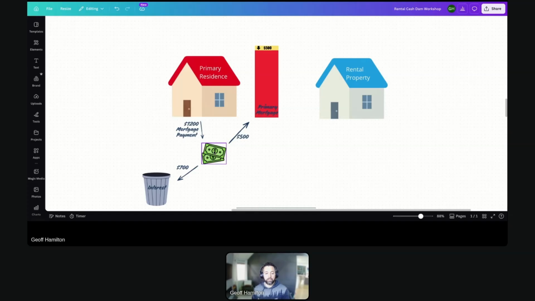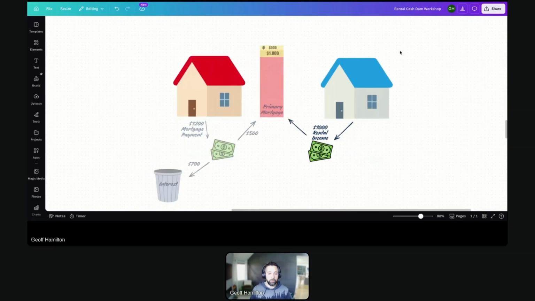Of that $1,200, some is going to be interest, some is going to be principal. So $700 in this case is going to interest, represented neatly by this trash can. The $500 that's remaining is going to go towards reducing your actual principal. So you can see that up here. $500 of that mortgage money goes in, and it brings your mortgage amount down by $500.